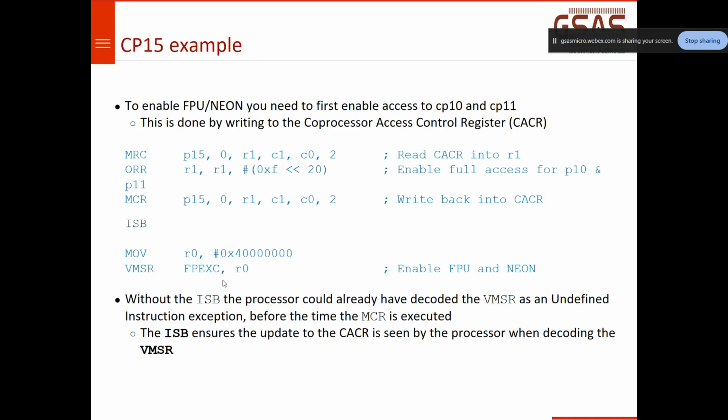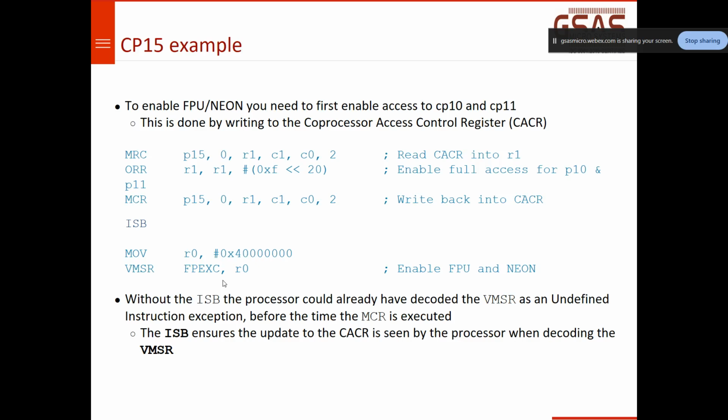So this ISB is very much needed to ensure that CPACR is completely written, and the FPU or Neon is completely enabled, so the VMSR instruction is executed by the processor without any issue. Otherwise, it will be treated as an undefined instruction, because the ARM processor doesn't understand what VMSR is, but the CP10 and CP11 co-processors do. So until you enable those co-processors, it will not execute at all.